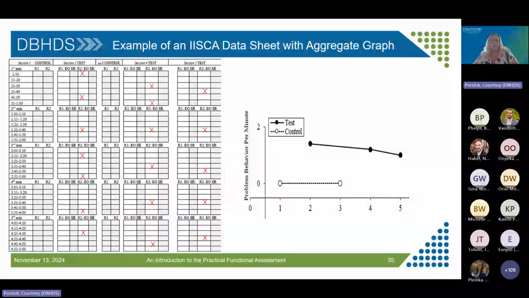The graph to the right displays data with the white data points showing that no problem behavior occurred in the control conditions, and those black data points display the occurrence of problem behavior in the test conditions. These data were graphed as rate per minute. So there's just 2 options for collecting and graphing your data.